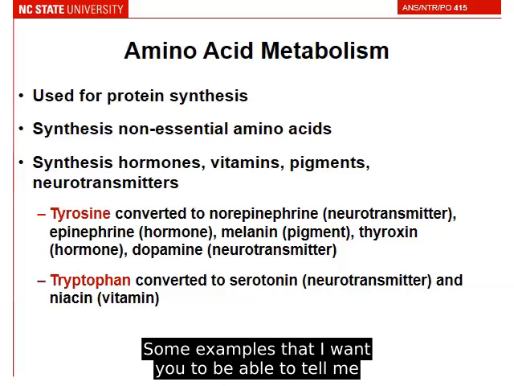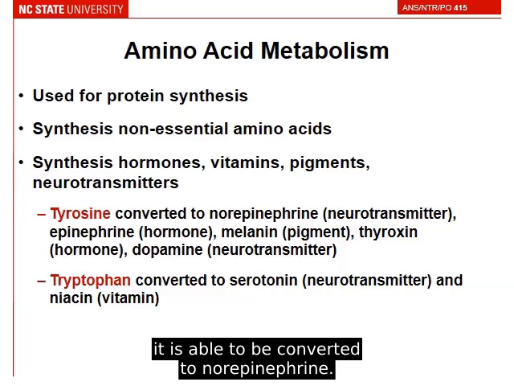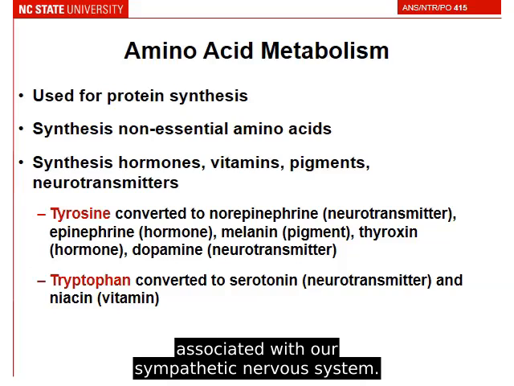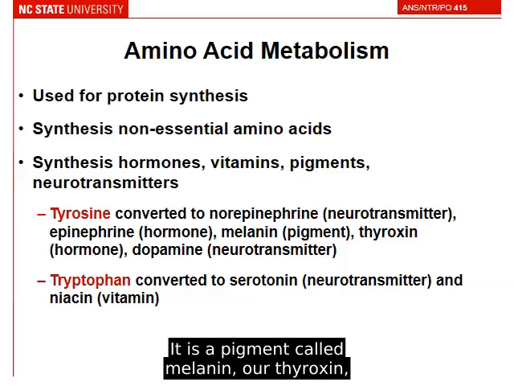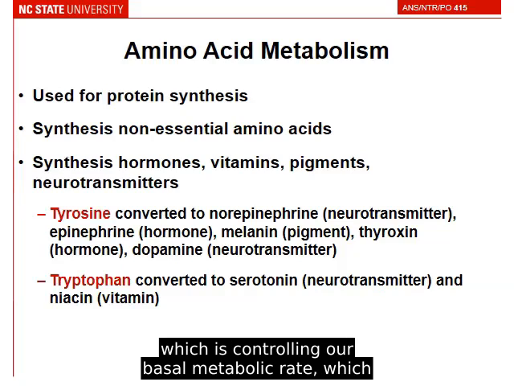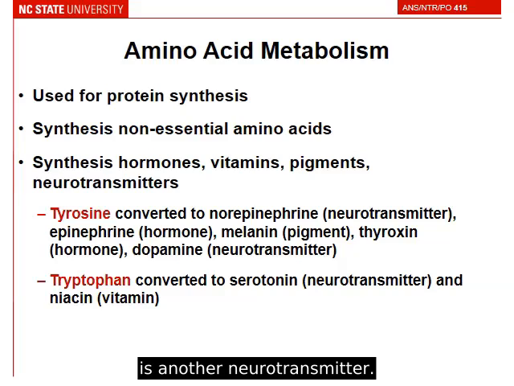Some examples that I want you to be able to tell me include tyrosine. So tyrosine, which is a non-essential amino acid, is able to be converted to norepinephrine. As you remember, that's a neurotransmitter associated with our sympathetic nervous system. We have epinephrine, which is also referred to as adrenaline, and that's a hormone. It is also converted to a pigment called melanin. Our thyroxine, which is controlling our basal metabolic rate, is a hormone, and dopamine is another neurotransmitter.